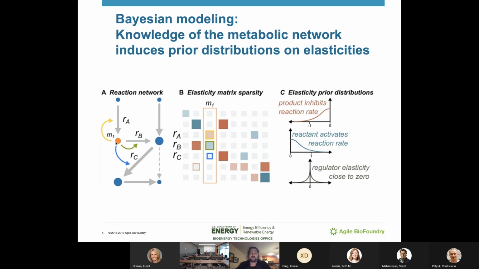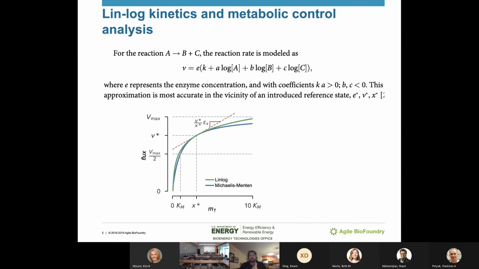And likewise, for the effect of M1 on RB, it's a reactant, and so we believe in general that reactants activate the reaction rate. We don't know exactly what the elasticity is, but we think it's greater than zero. And lastly, we have this regulator elasticity, and we just assume that in most cases, most metabolites don't inhibit or activate other enzymes that they're not part of, but we allow for that possibility. Okay, so what do I mean by Lin-log kinetics?